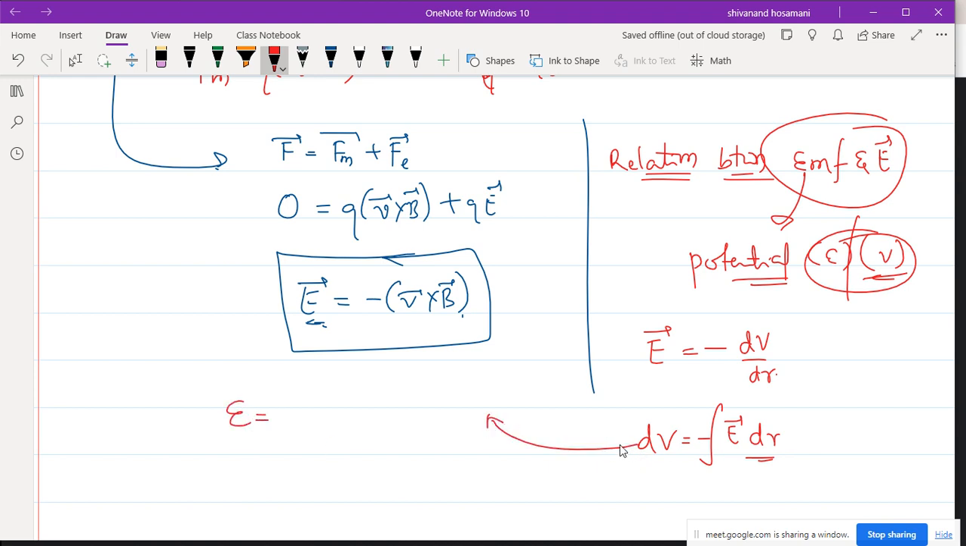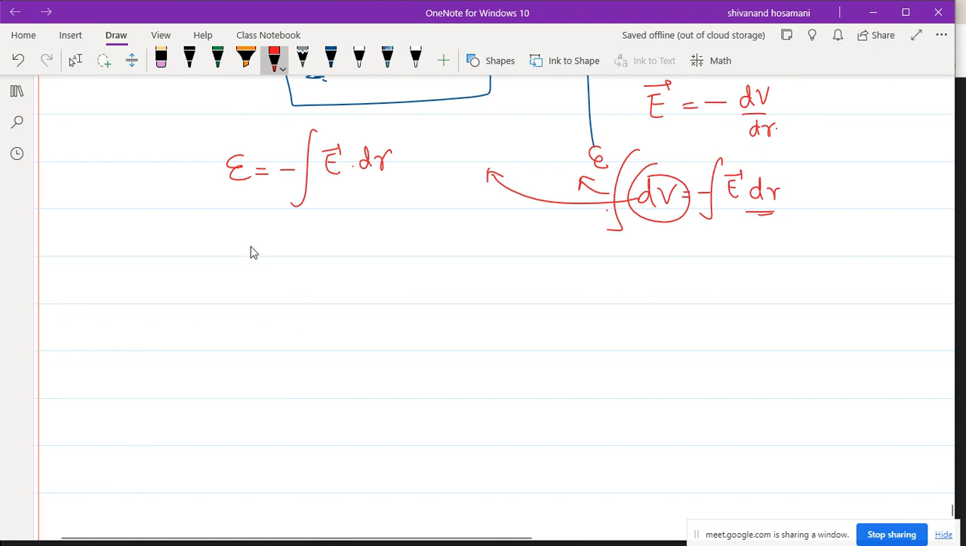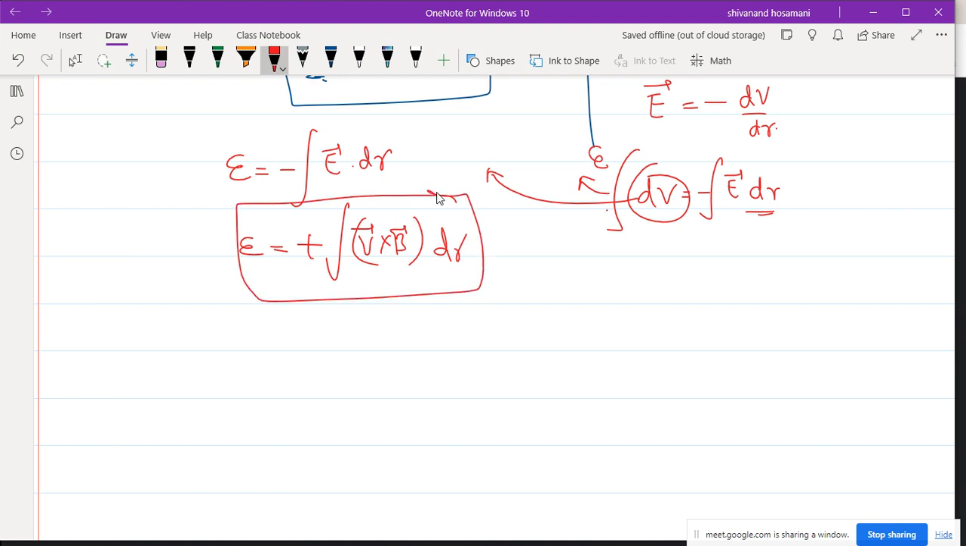From the same relation I can redefine the induced EMF: integrating dV gives the induced EMF. Induced EMF is equal to minus integration of electric field E dr. If I back substitute the magnetic field, then EMF is equal to minus of minus, that is plus, integration of (v cross B) dr. So this is the relation between a steady current EMF and magnetic field. Is that clear, all?